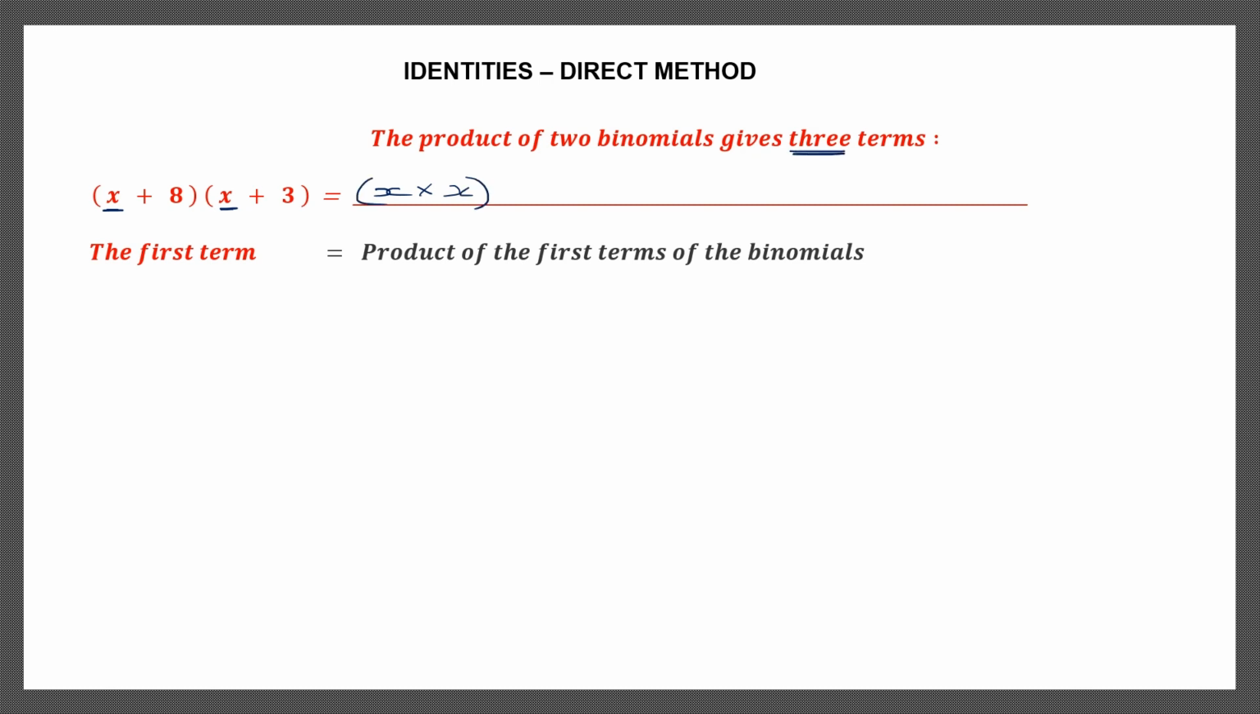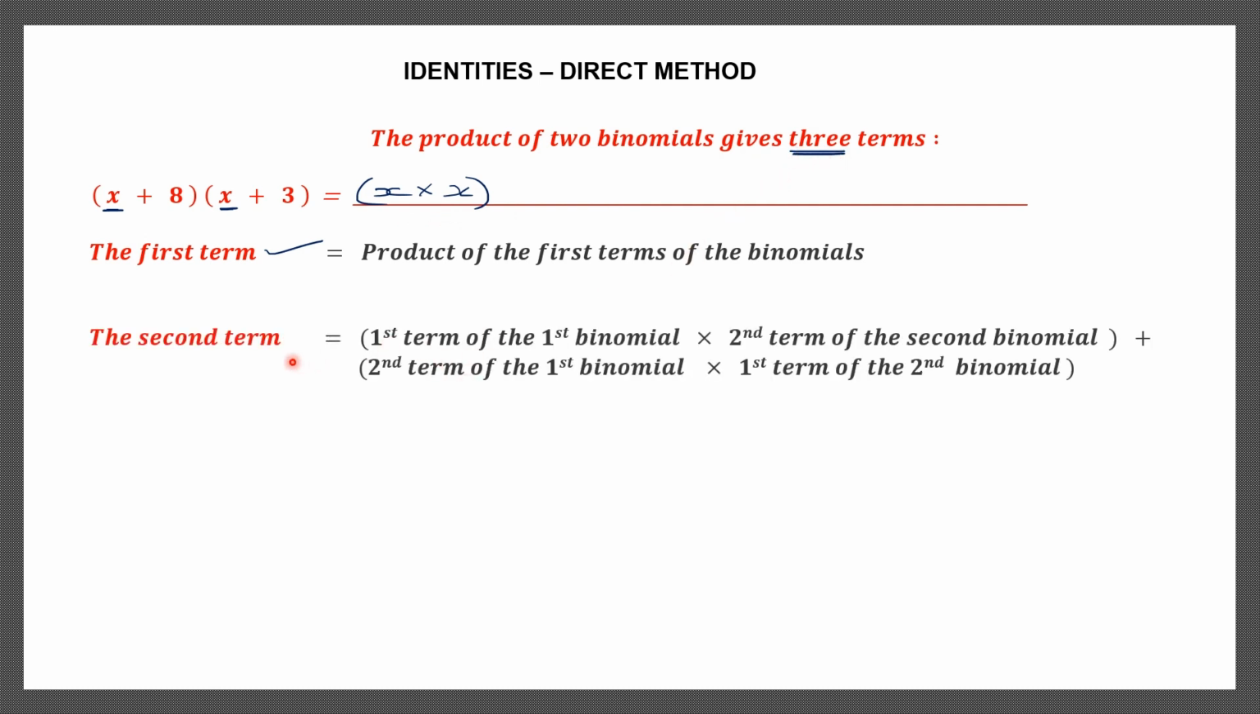Remember, there should be three terms. Now we have the first term. And what is the first term? You take the first term of the first binomial, the first term of the second binomial and multiply. So that will be the first term. Now we have to get two more terms. What is the second term? The second term will be the first term of the first binomial, that is x. Let's mark that. The first term of the first binomial into the second term of the second binomial, that is this. You multiply these two. So let's write that. This will be plus x into 3.